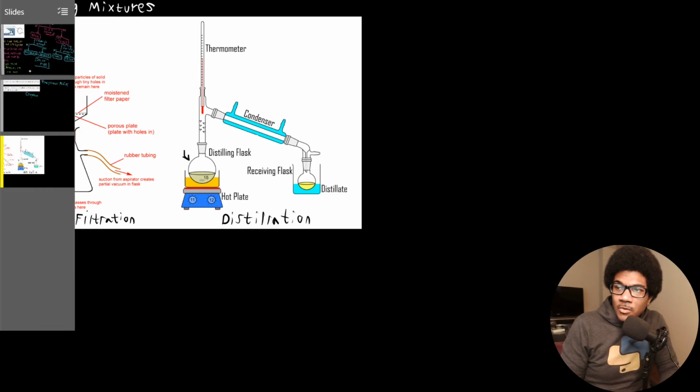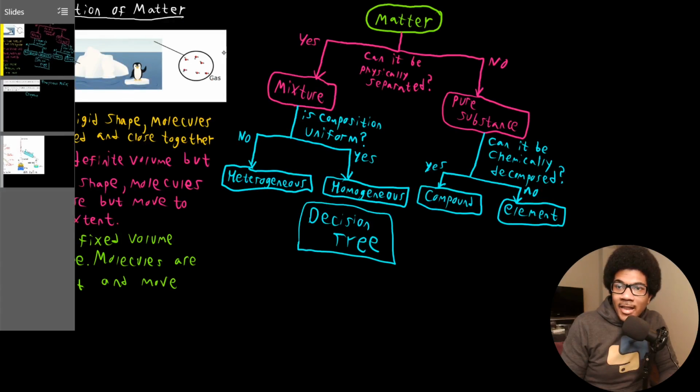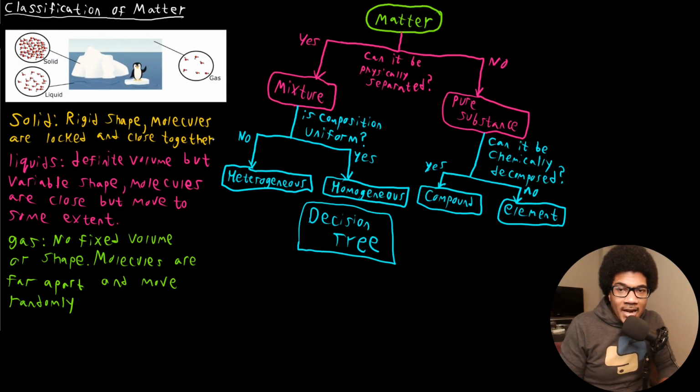So hopefully this gives you a good idea of how to classify matter, and a few examples of how we can separate different matter physically and chemically, and use those to decide how we can classify matter in a very specific way.